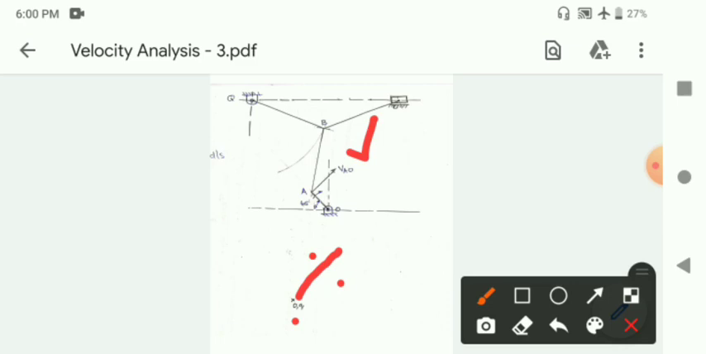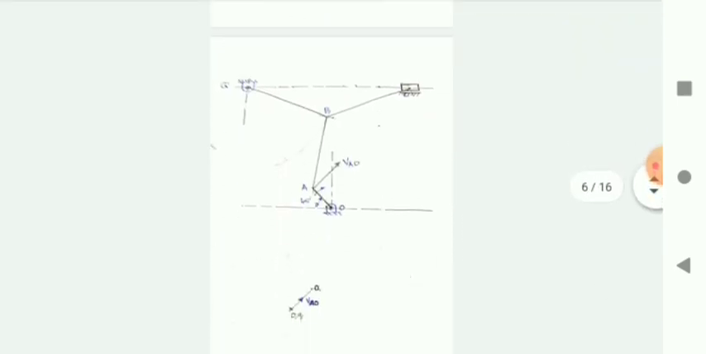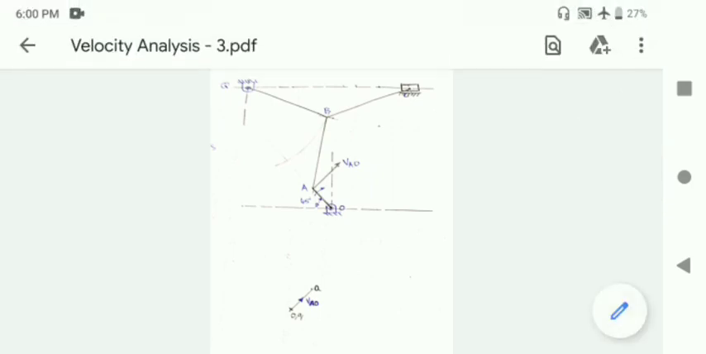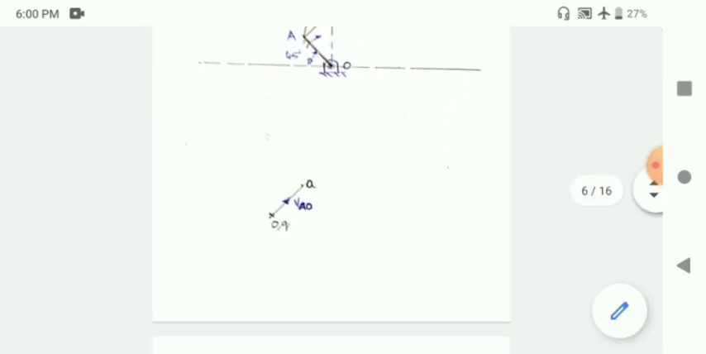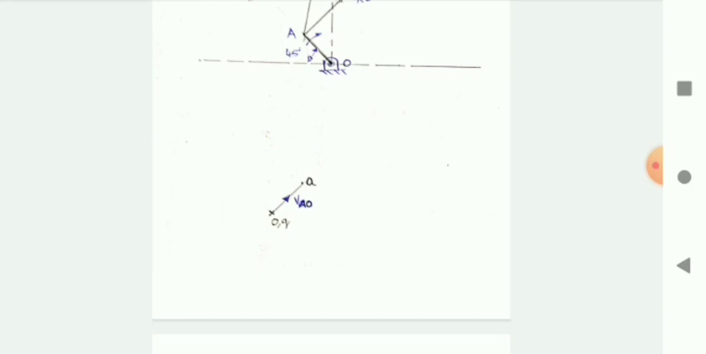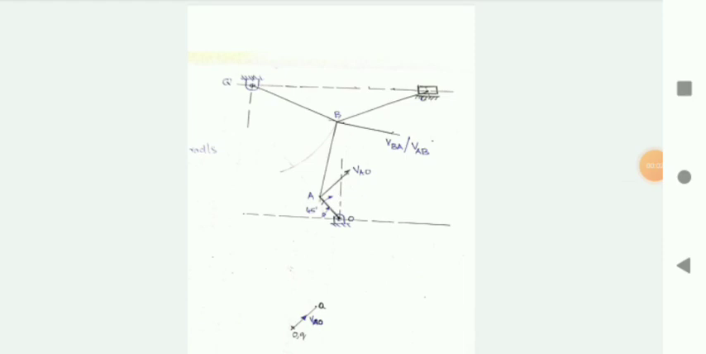That means we are going to scale up the velocity diagram. That is what I have drawn here. So this represents the velocity vector of velocity of point A relative to O. Please note the designation also, and also the arrow. Those details I have already specified in the previous video. Now we will move on to the next link.